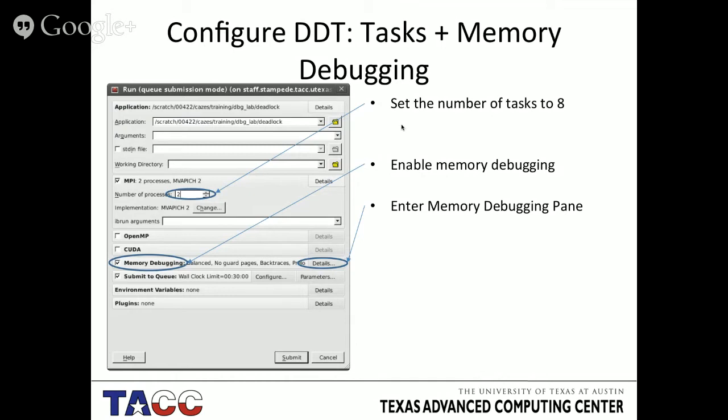Also, you can change the number of processes. If you notice here, I say set it to 8, but in my picture, I think I have 2. Either one with the deadlock example will work.